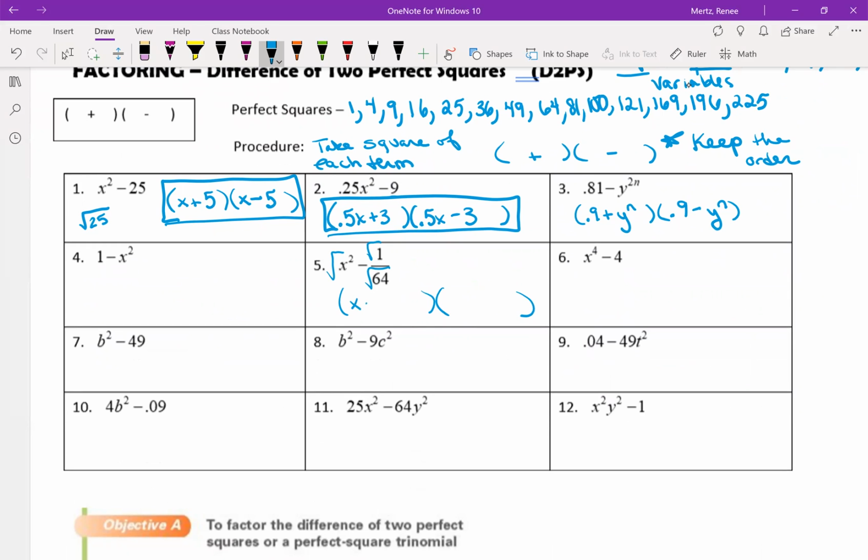So x minus... the square root of 1 is 1. The square root of 64 is 8. So it's x minus 1 over 8, x plus 1 over 8. Go through and try the rest and check your answers, please.